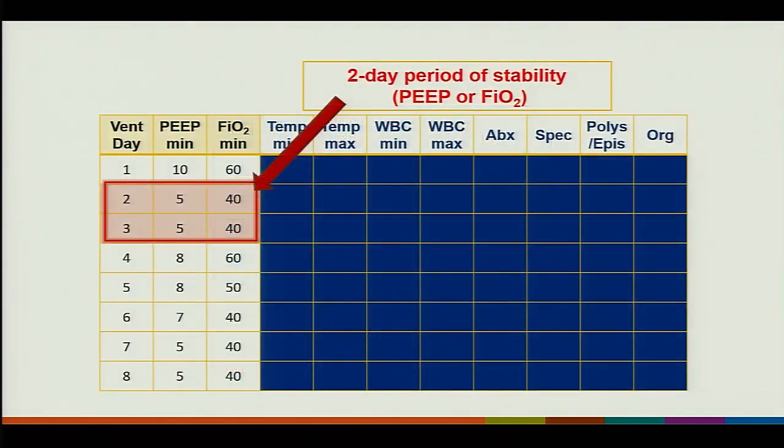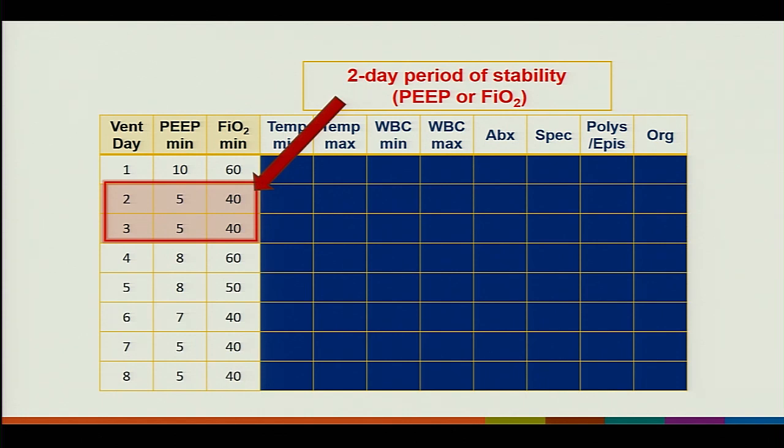This is an example of what a VAE worksheet might look like in your facility. In this example, stability can be observed in PEEP and FiO2. However, it's important to know that they don't have to be stable in both or improving in both. You can just have it in one parameter. Note that the establishment of stability can occur within the first 2 days of mechanical ventilation, but the event itself cannot occur until at least mechanical ventilation day 3.